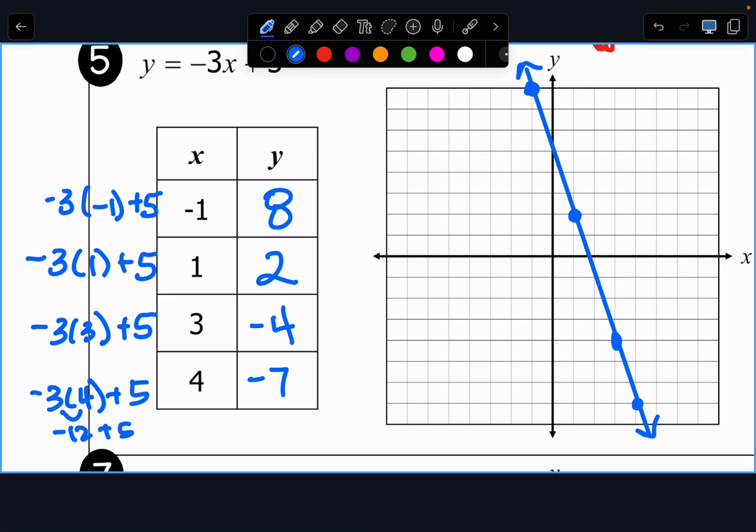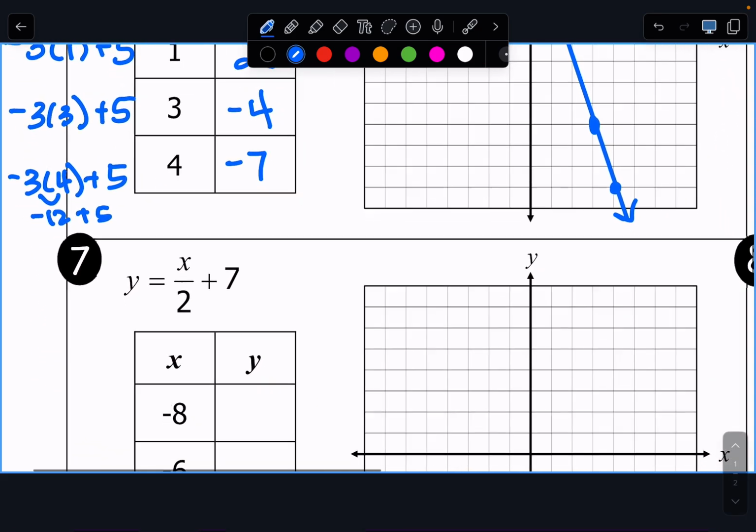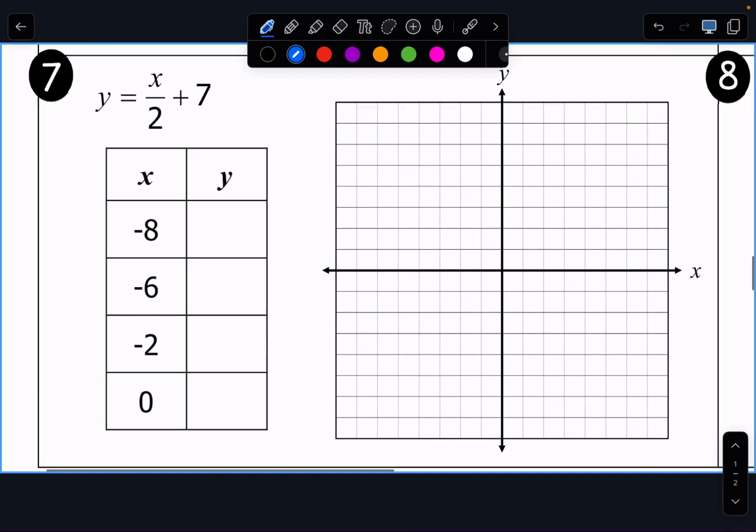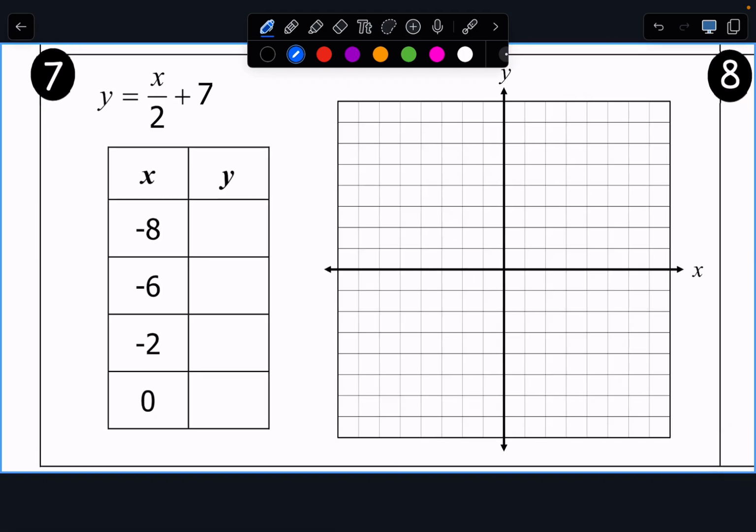Okay. Now we're going to do one more together and then call it good. And I want to do number 7. What does this mean? Okay, and what does that fraction bar mean? Divide. So this is like x divided by 2 plus 7. All right, well, what's negative 8 divided by 2? Negative 4, right? Plus 7 equals 3.